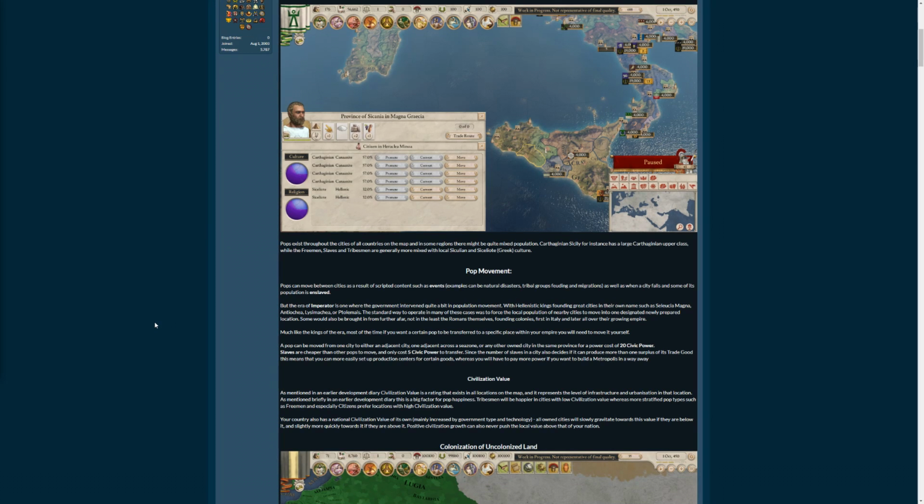POPs exist throughout the cities of all countries on the map, and in some regions there might be quite mixed populations. Carthaginian Sicily, for instance, has a large Carthaginian upper class, while the freemen, slaves, and tribesmen are generally more mixed with local Sicilian and Greek cultures. In this graphic, you can see it's a pretty easy breakdown of culture and religions for the POPs in one of the cities. I wanted to say provinces, one of the cities in Magna Graecia.